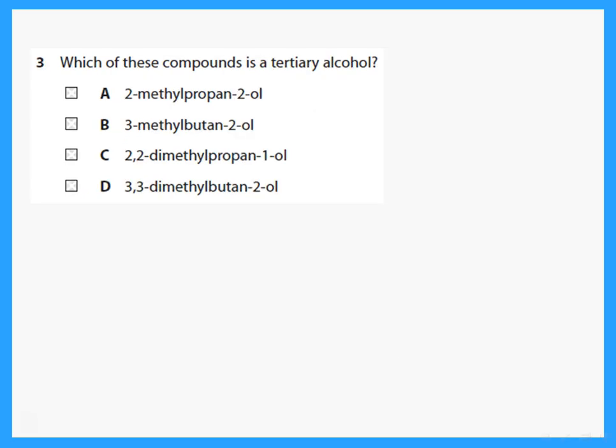Which of these compounds is a tertiary alcohol? Well, let's draw them out and see which one is a tertiary alcohol. Do you remember what is primary, secondary, and tertiary alcohol? This is the first choice, 2-methylpropan-2-ol. So the OH is attached to a carbon that is attached to three carbons. This is a tertiary alcohol. So this is actually my answer.